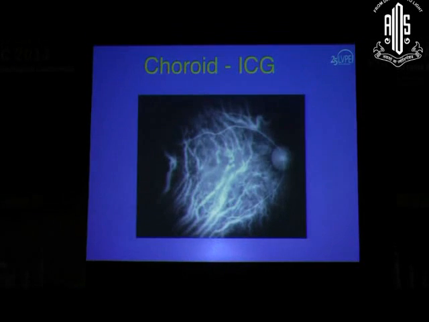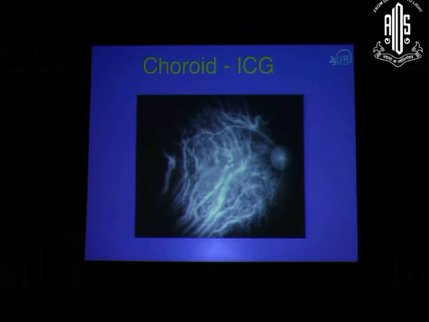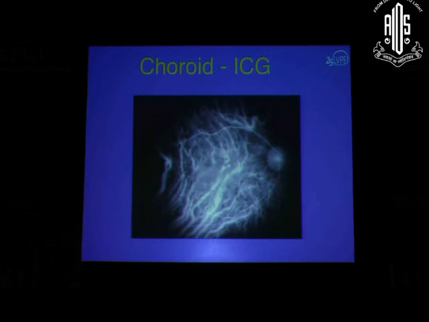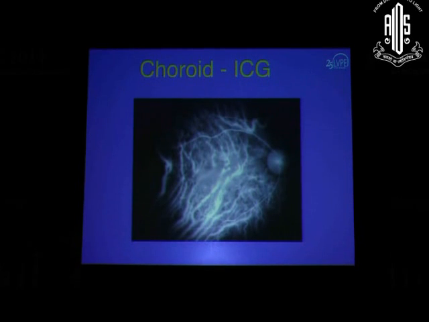So at the outset, I don't have any financial disclosure to make. This image is quite common to us as retina surgeons. It's an ICG image where we are trying to look at the choroidal vasculature. We've been looking at the retina, retinal vasculature and retinal structures quite often without much problem, because they're easily accessible to see, assess and analyze.